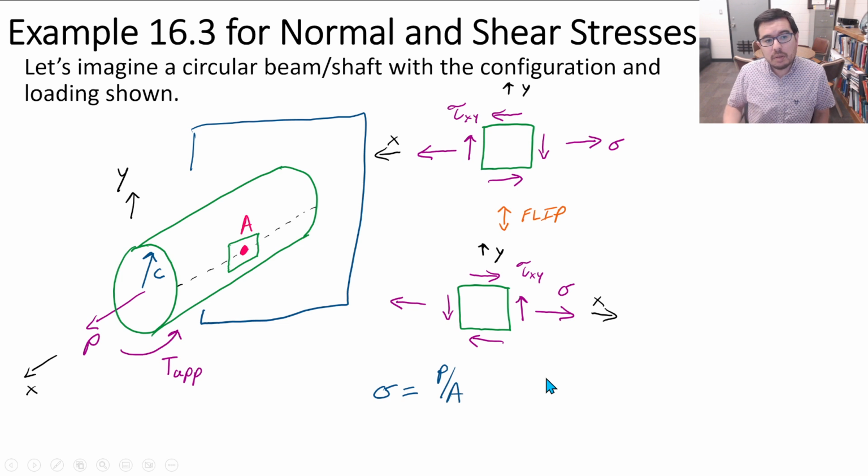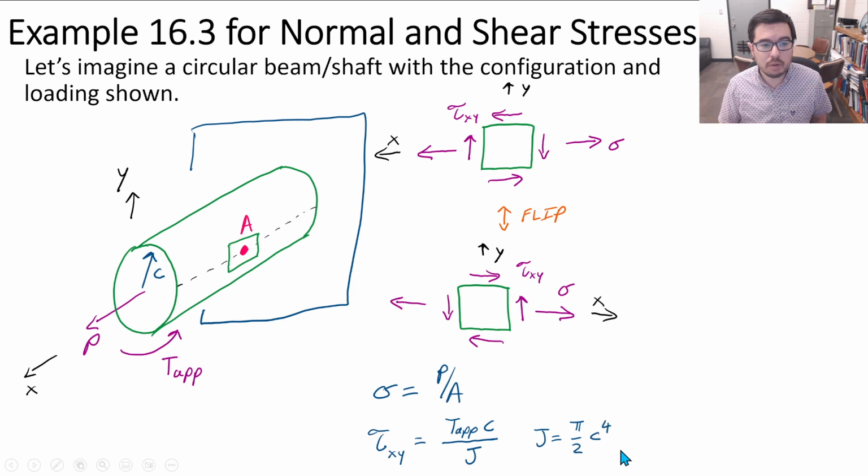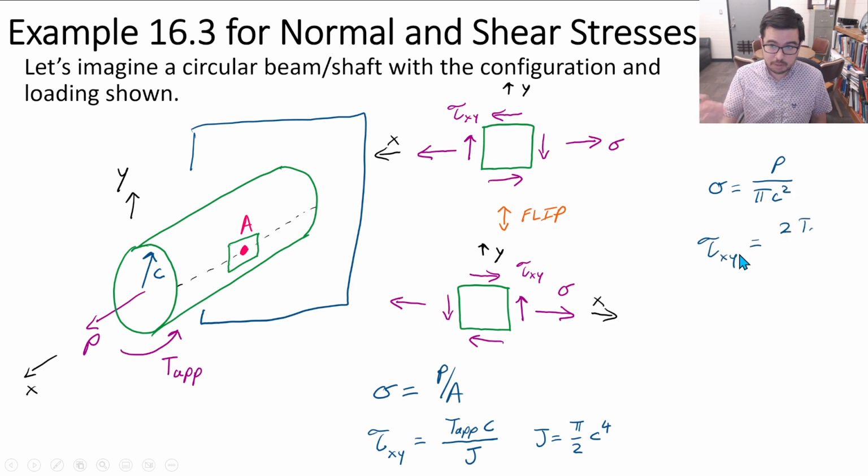Calculating the magnitude of sigma and tau xy is pretty straightforward in this example. It's P over A for the sigma, and it's going to be our T times C over J for tau. And J is equal to pi over 2 C to the fourth, and A is pi C squared. So sigma equals P over pi C squared, and tau xy equals 2 times T over pi C cubed.